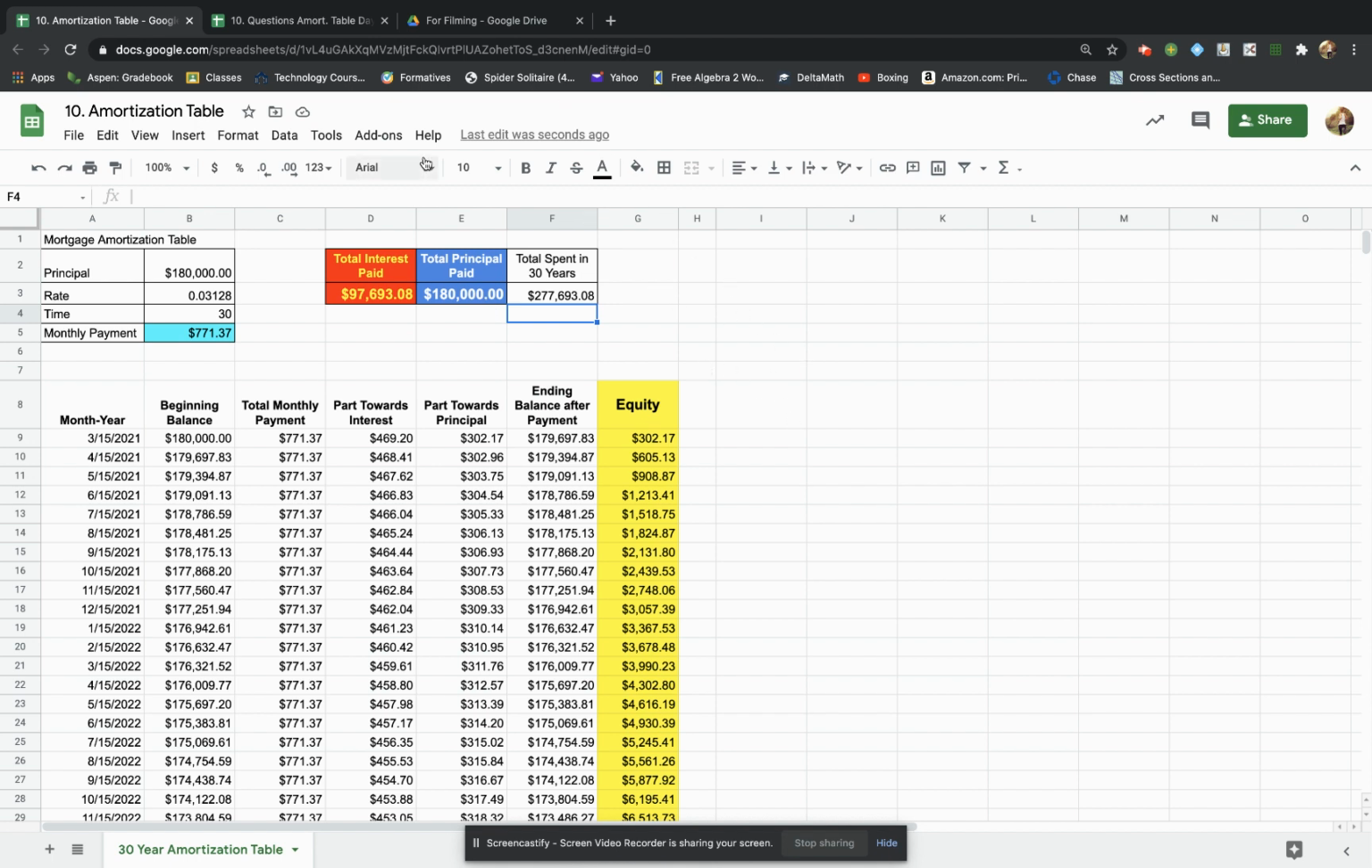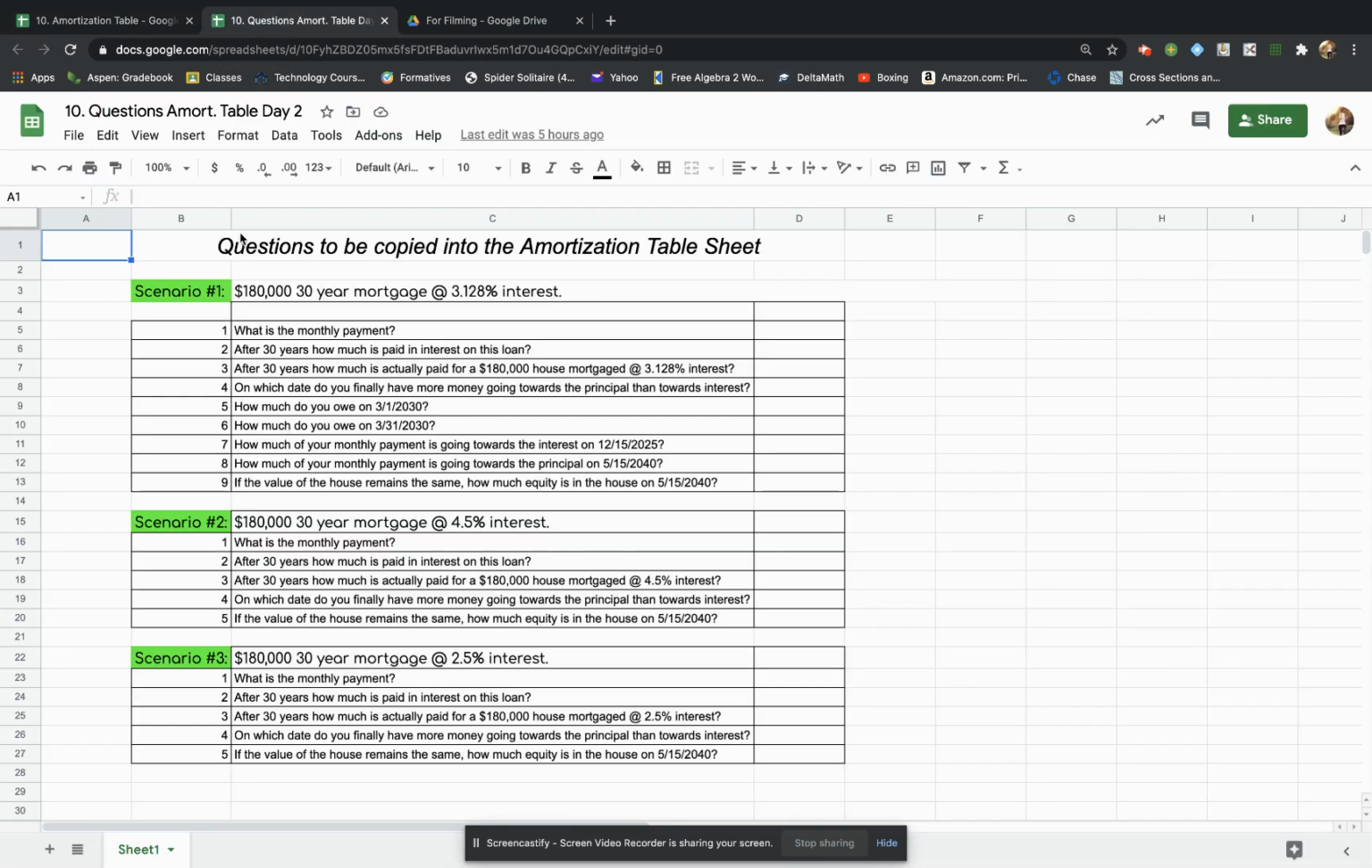Okay, what we're going to do next is you were also given a table in Google Classroom, which has 3 scenarios in it, scenario 1, 2, and 3. So go ahead and open it up. It's called Questions for the Amortization Table. And what we're going to do is copy these questions. I don't want to go all the way over there. Hold on. Let me unmerge the cell so it doesn't go so far. And I think the rest are fixed.